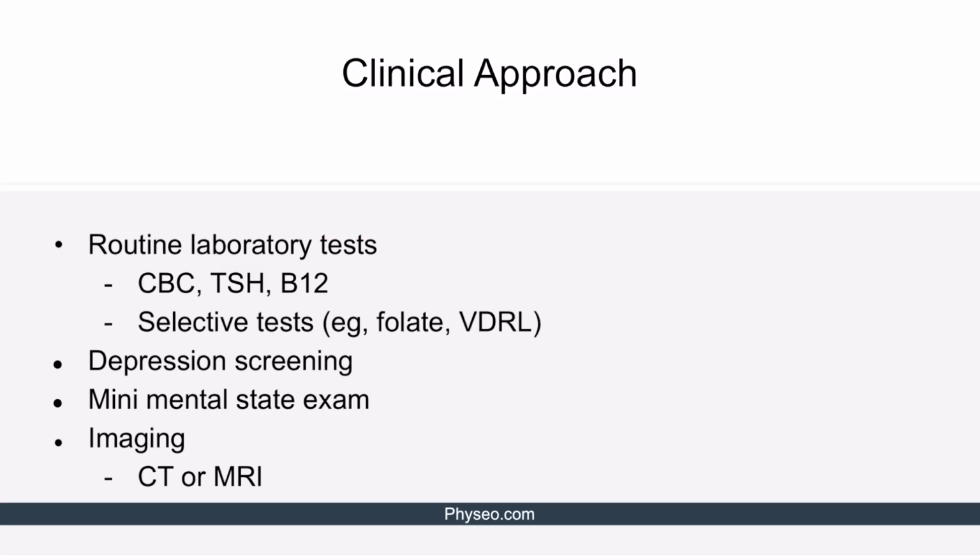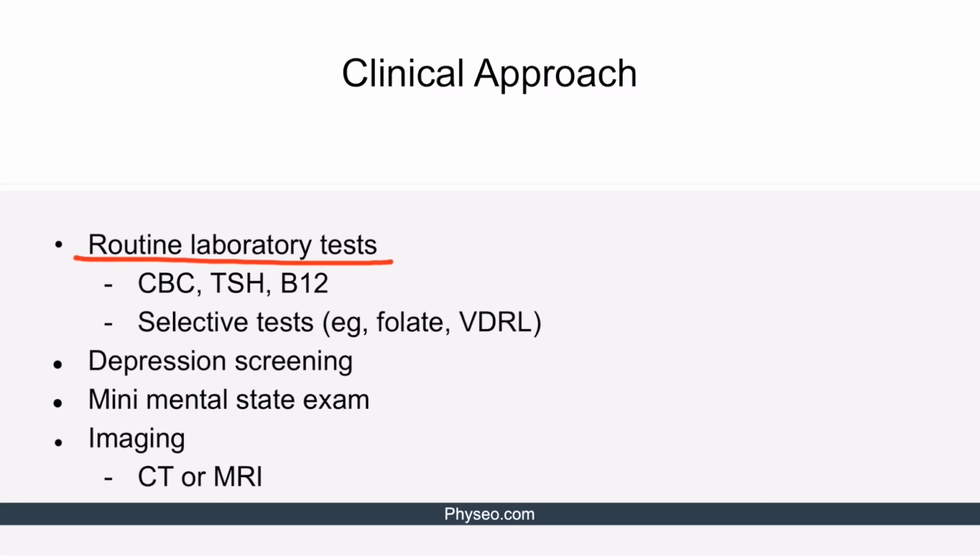Next, let's discuss clinical approach to dementia in detail. To diagnose a dementia correctly, thorough history taking and examination is necessary. Before making an assumption about irreversible causes of dementia, reversible causes should be considered. Therefore, a CBC, TSH, and B12 should be routinely checked to rule out anemia, hypothyroidism, and B12 deficiency as an underlying cause of cognitive changes. In select patients, folate and VDRL can be checked.